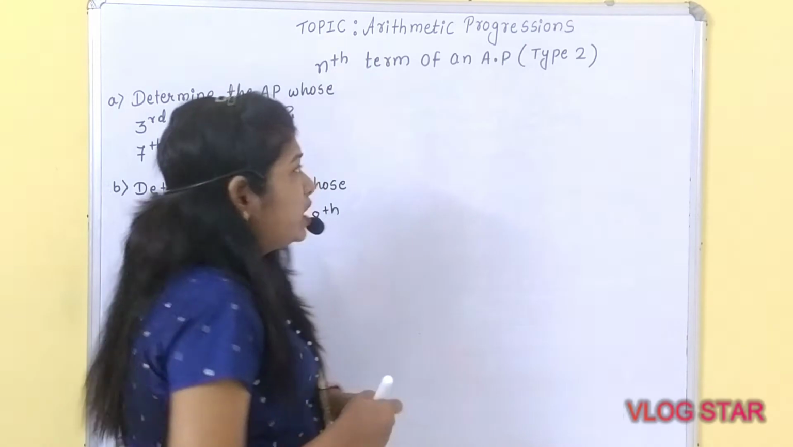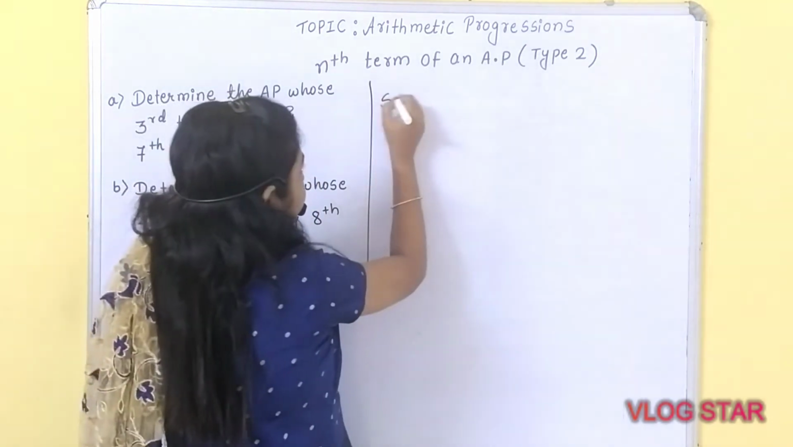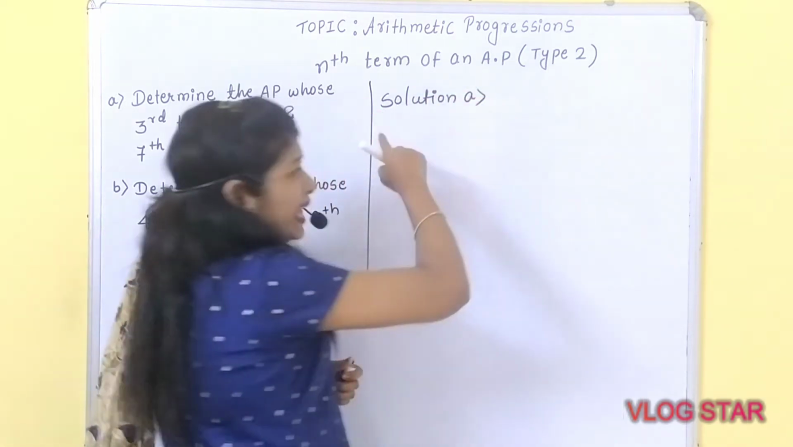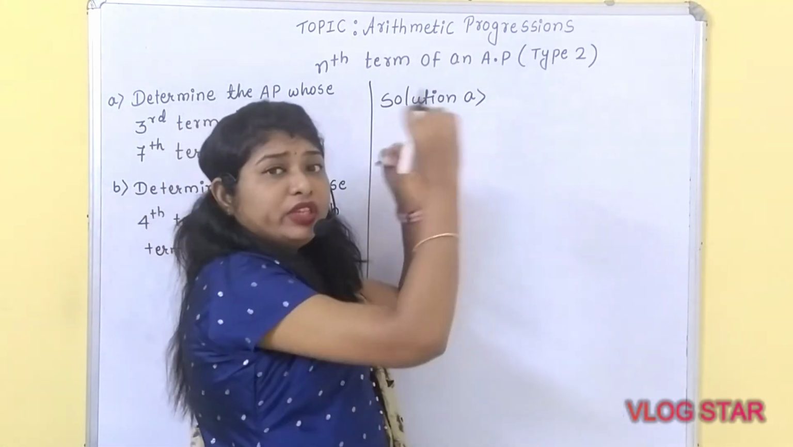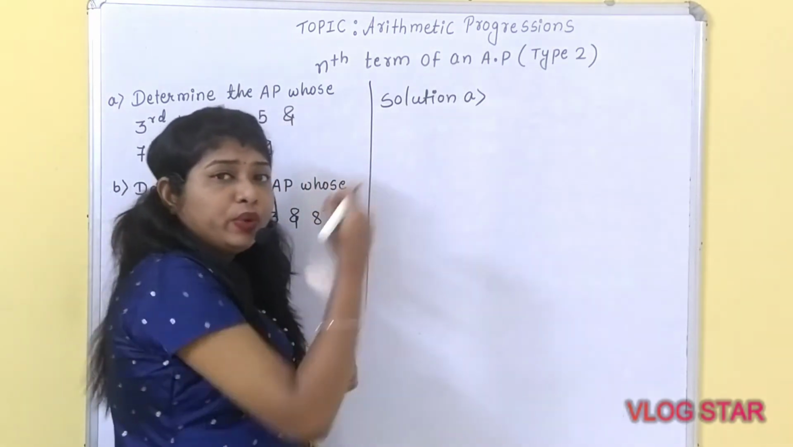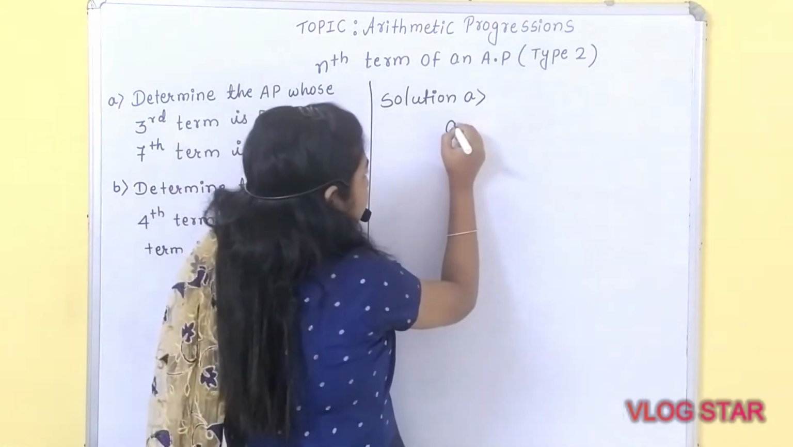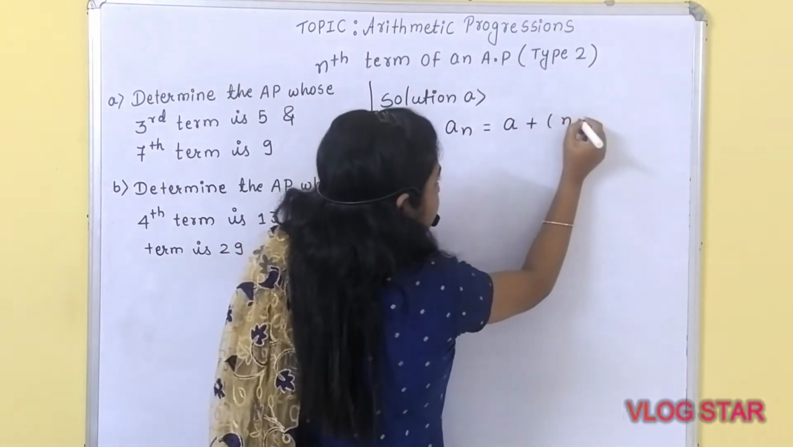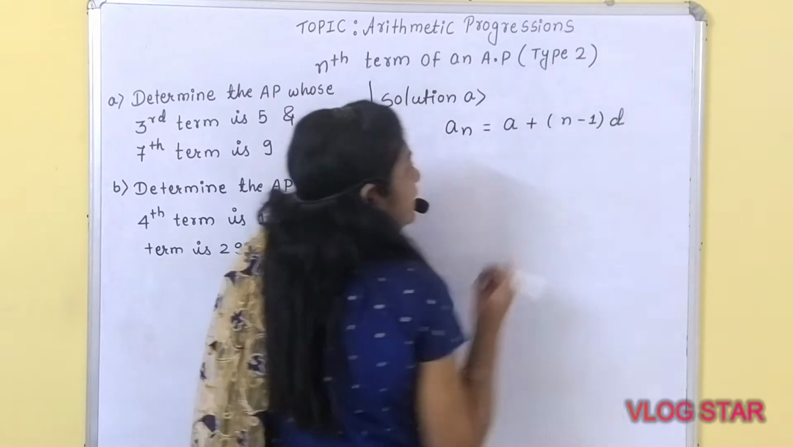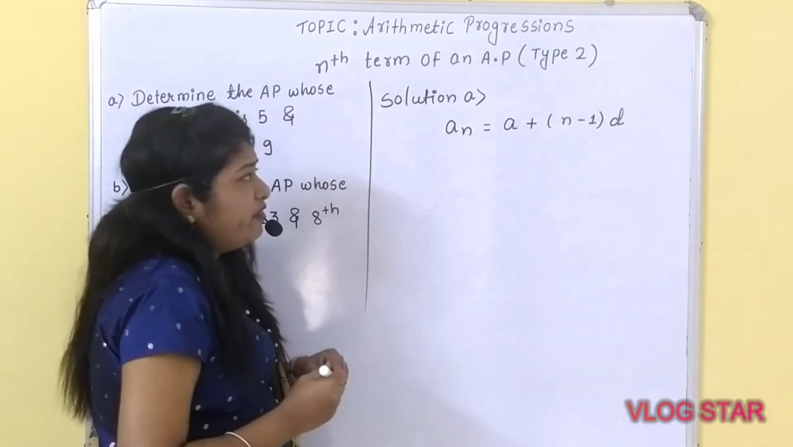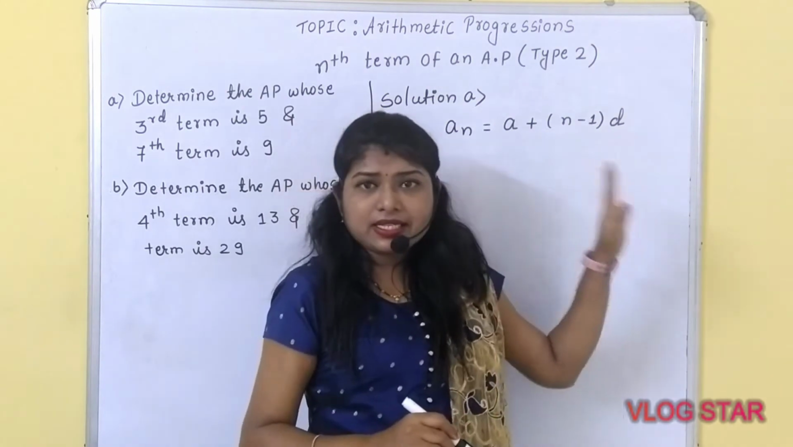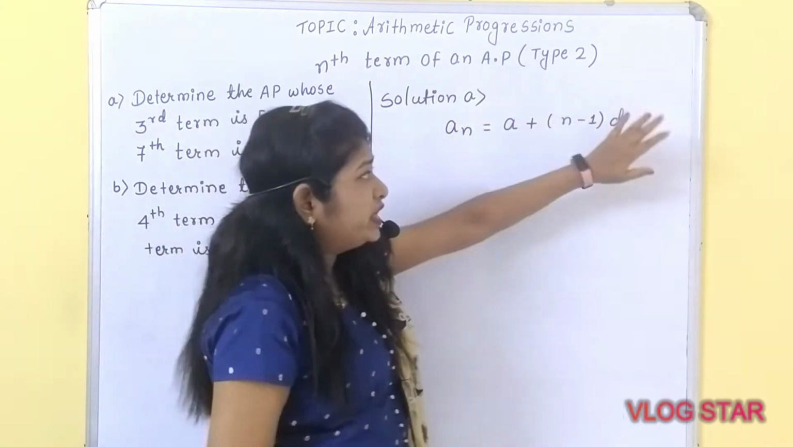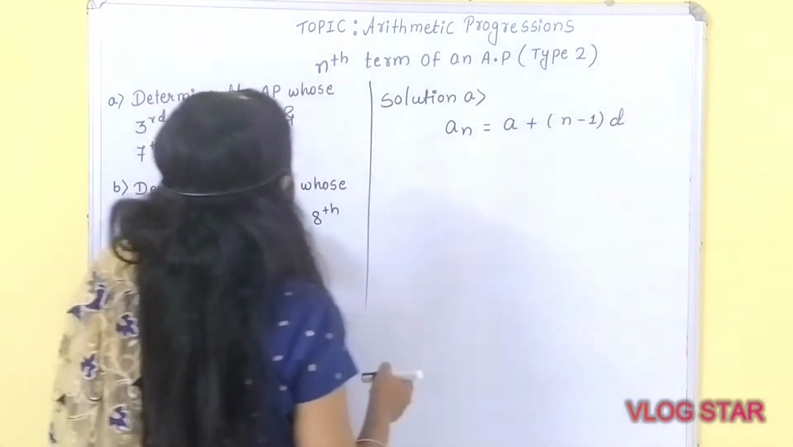So let's begin with Solution 1. What you need to do? Since it is related to the nth term, you have to write down the formula. Which formula are you going to apply for the nth term? An is equal to A plus (n minus 1) into D. If you remember, we already discussed this formula in the last video.